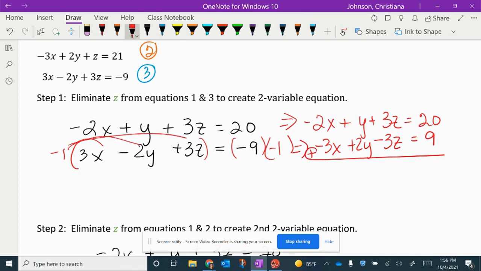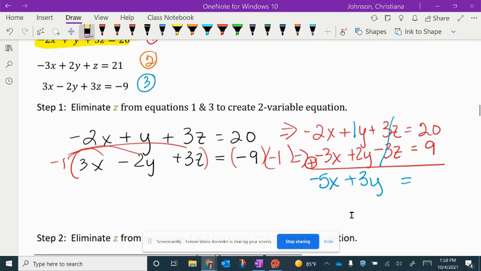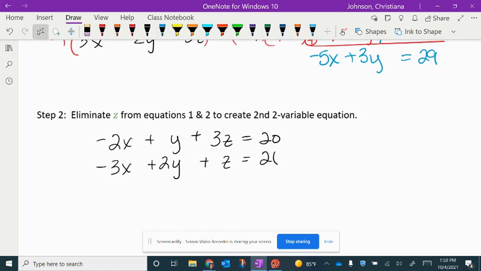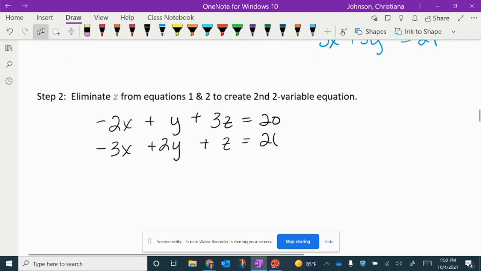Now we're going to add down, and when we do, obviously z is going to go away. So negative 2 plus negative 3 is negative 5x. 1 plus 2 is 3y. And 20 plus 9 is 29. Okay, so now we're going to do the same thing to equations 1 and 2. We're going to eliminate z, and this time we need to multiply the second equation by negative 3 in order to eliminate that 3.